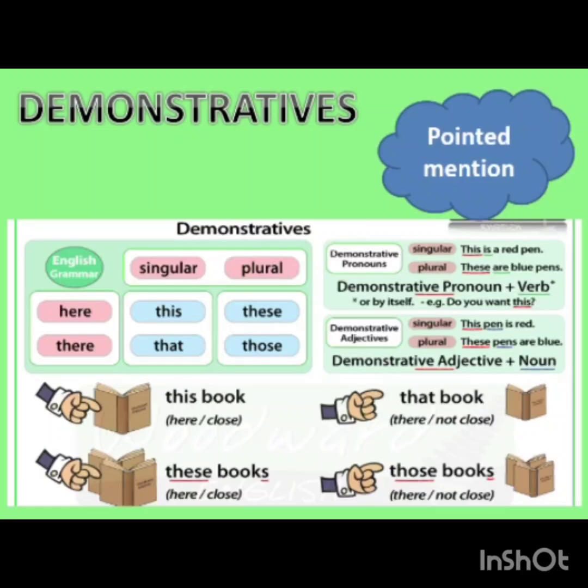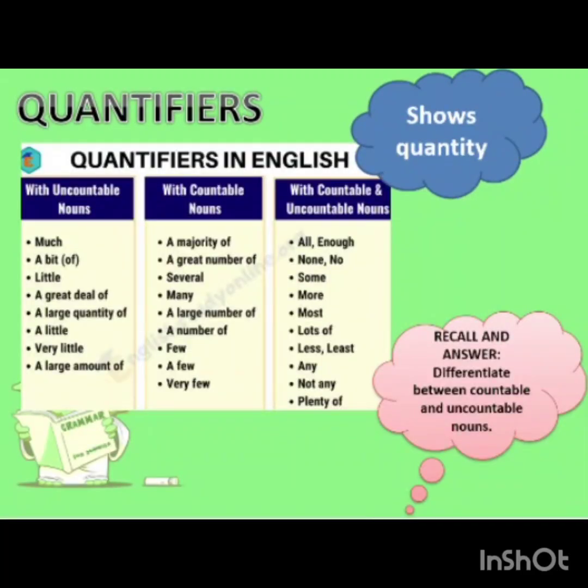Okay, but the class should be engaging also. That is the keyword that you should keep in your mind. Okay. So now we are moving to the next determiner, that is quantifiers. So just highlight the point. Quantifiers means it shows quantity. Okay, and these are the examples for quantifiers.